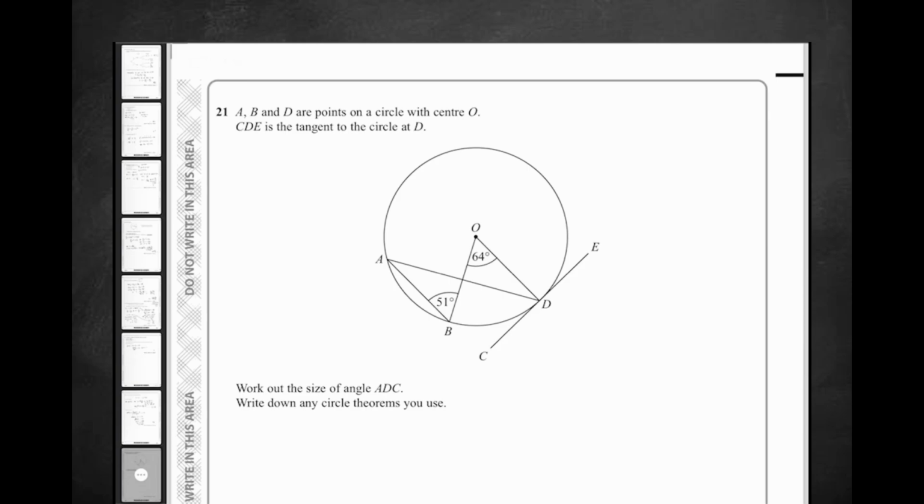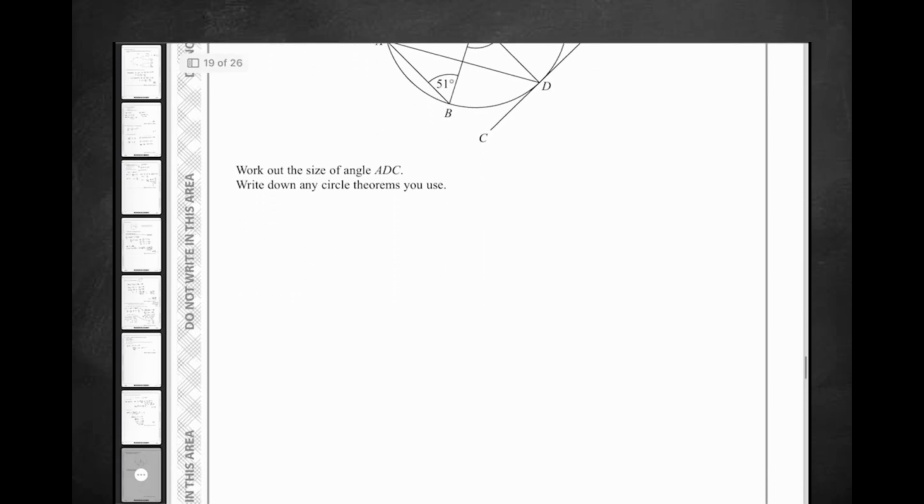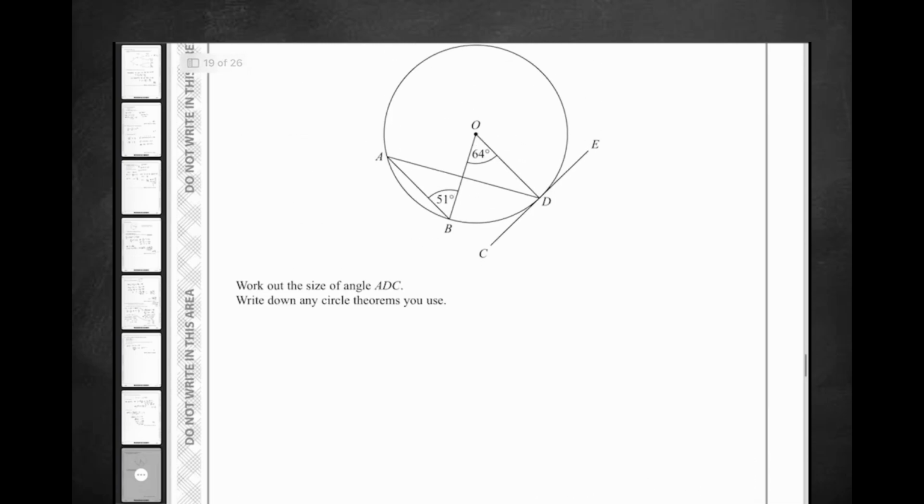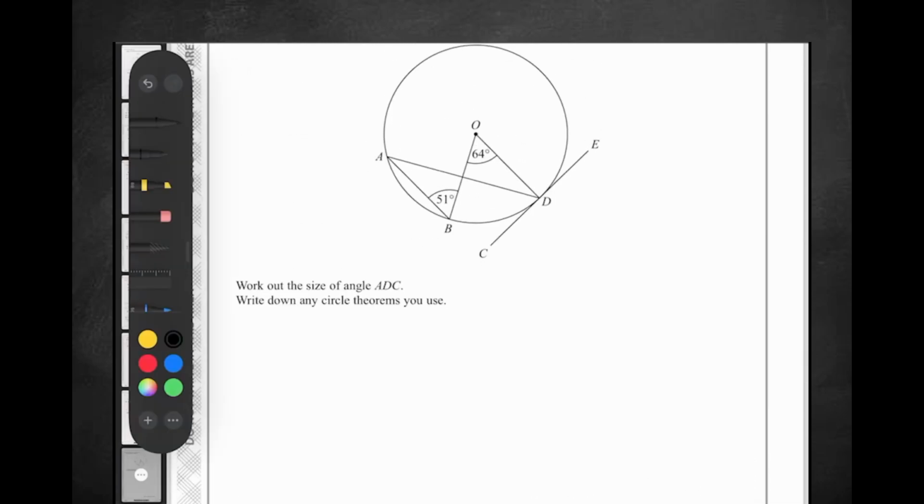A, B, and D are points on a circle with centre O. CDE is the tangent to the circle at D. Work out the size of angle ADC. Write down any circle theorems that you use. So, angle ADC is this one here, this one we want.